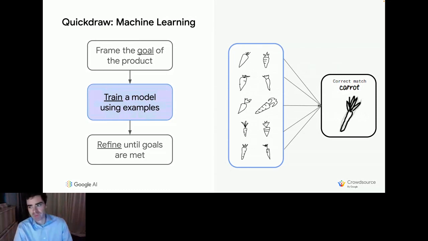And then you test it. So you build up your model with your tagged, classified data set, and then you test it. The genius of Quick Draw is that it both generates a data set and builds a model, tests it, and then iterates or refines, in this vocabulary. So you're able to say, did it match or not?